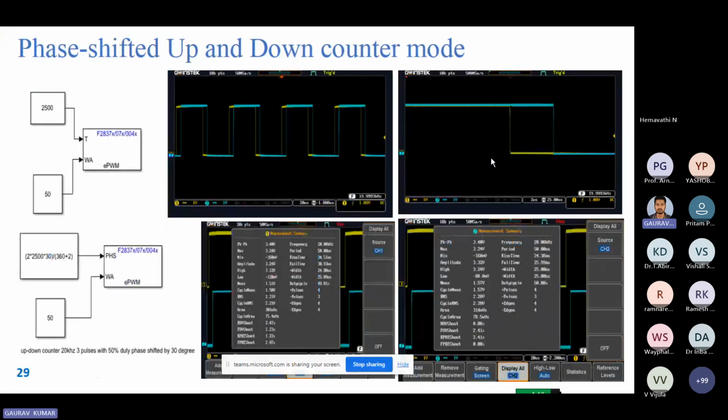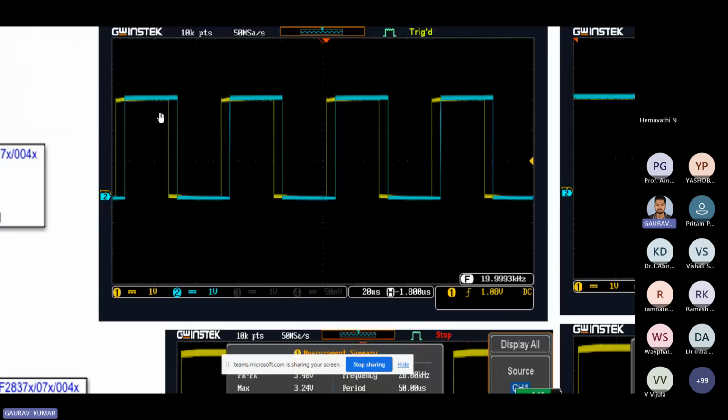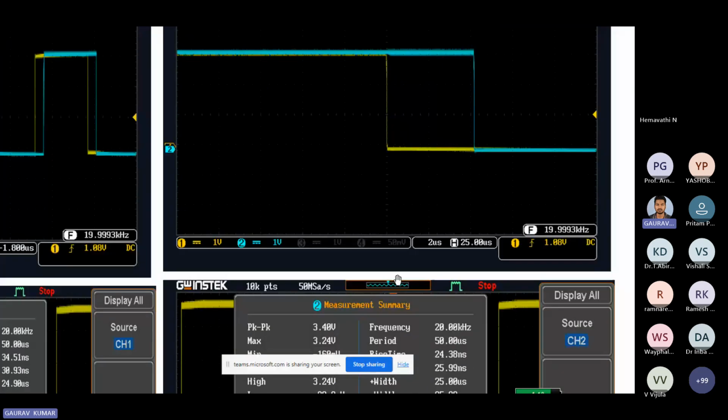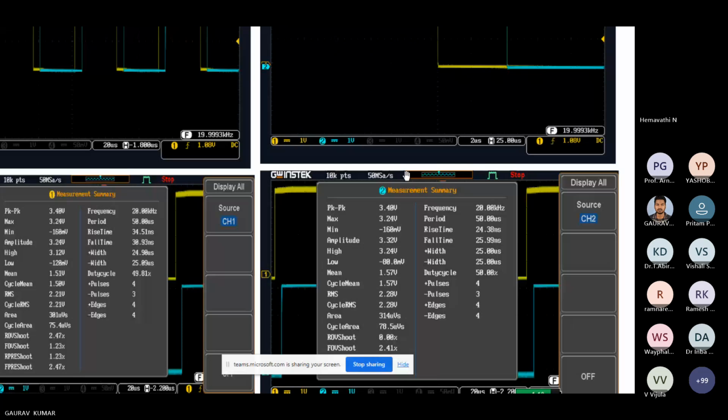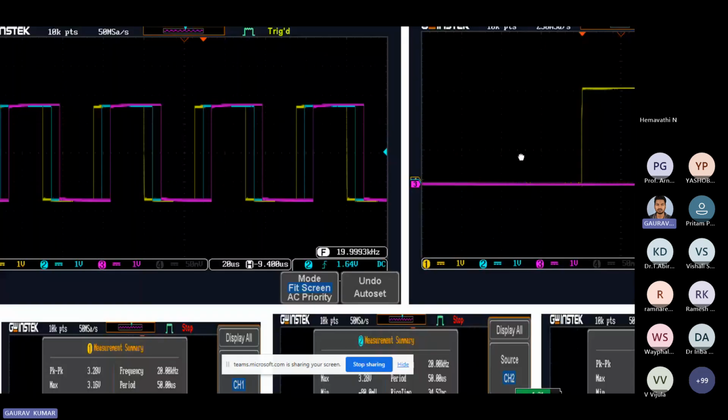Okay. Similarly, for the up and down counter mode, we have created the pulse width. You can see the same phase shifting is coming. I have kept the same frequency and same phase shift, so the same result is coming for the signal.